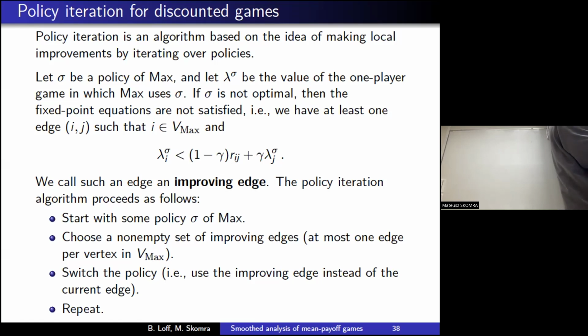So that gives you an idea for an algorithm. You start with some policy. You compute the improving edges, which you can do. Choose some of them, maybe all, maybe not all. Switch to these edges, and repeat. That's the whole idea of the algorithm.